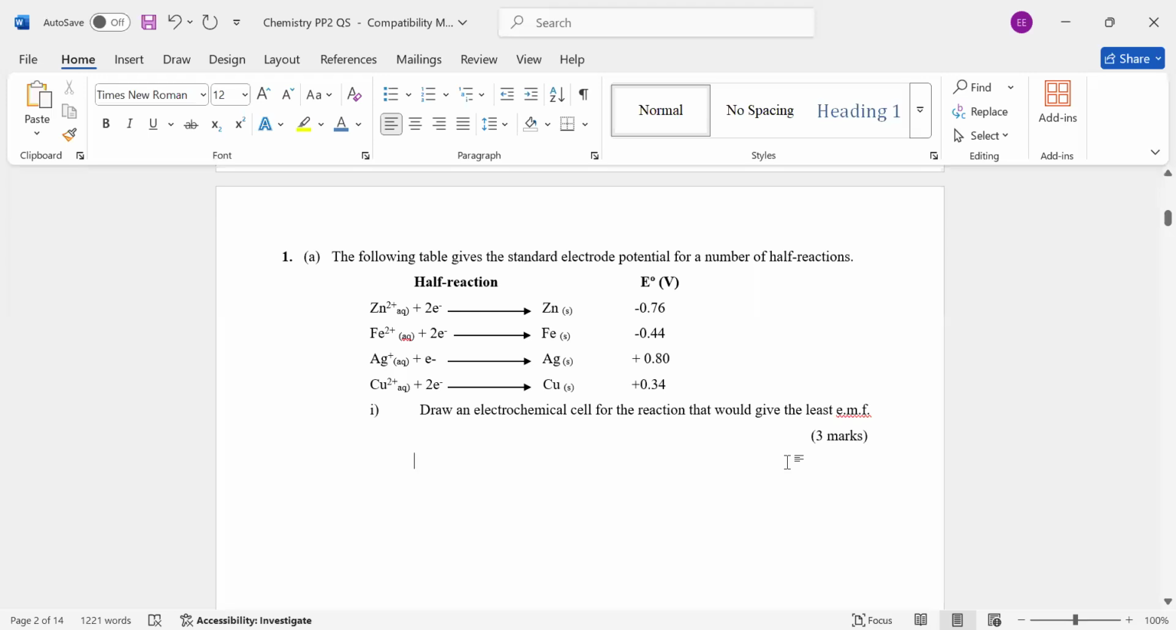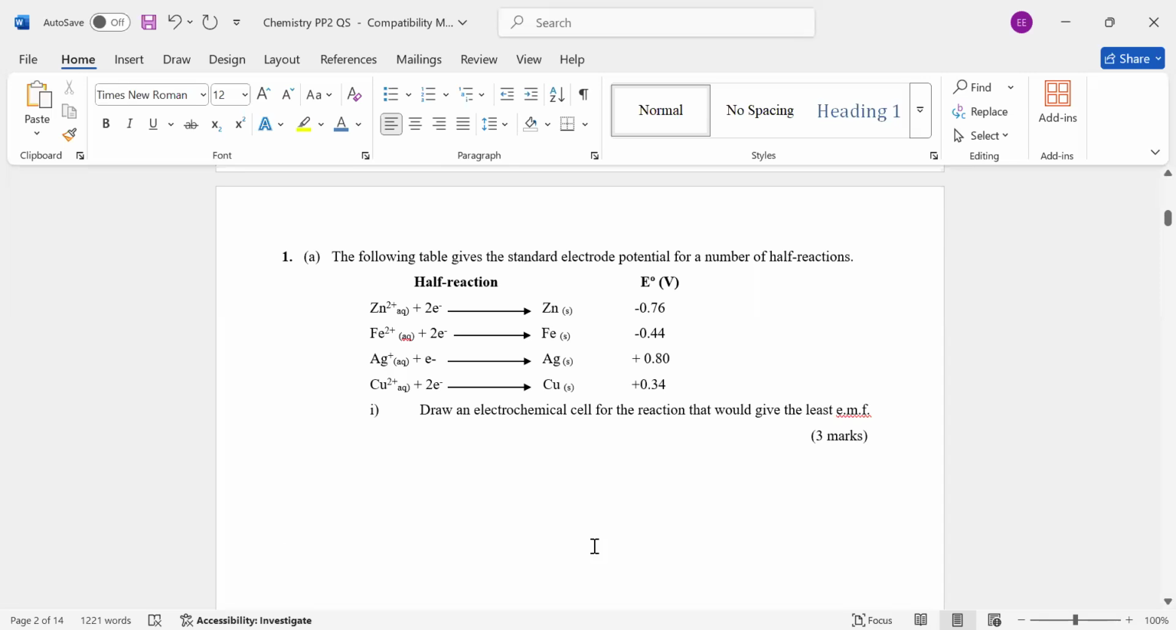What will give you the highest EMF is a combination between the most electropositive and the most electronegative. That is what will give you the highest, and a very, very commonly set question. Now, let's look at this question that we do have here. Draw an electrochemical cell for the reaction that will give... now, this one is not the most, but the least.